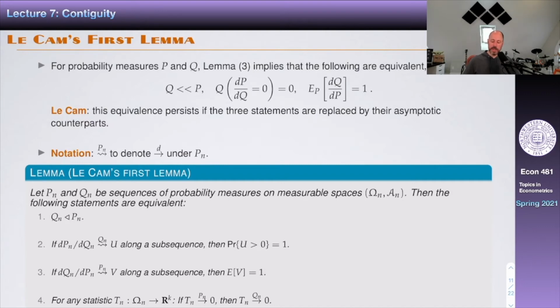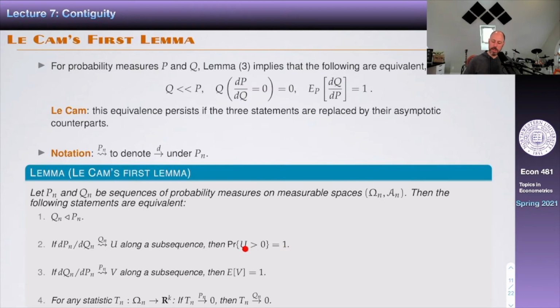So this is Le Cam's first lemma. Let Pn and Qn be a sequence of probability measures on a probability space (Omega n, An). Then the following statements are equivalent. First one, Qn is contiguous with respect to Pn. The second one says, if dPn/dQn converges under Qn to a random variable U, at least along a subsequence, then the probability that U is positive is 1, which is the same as saying that the probability that U is 0 is 0. Okay?